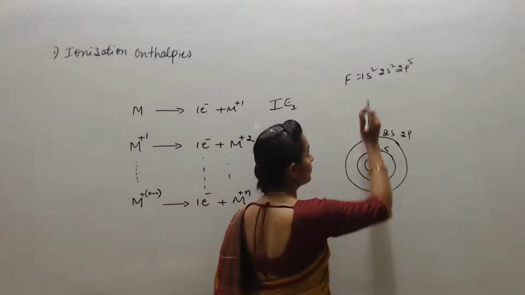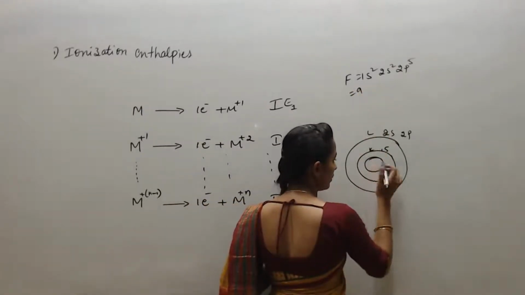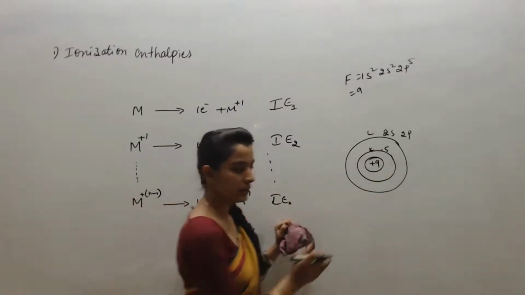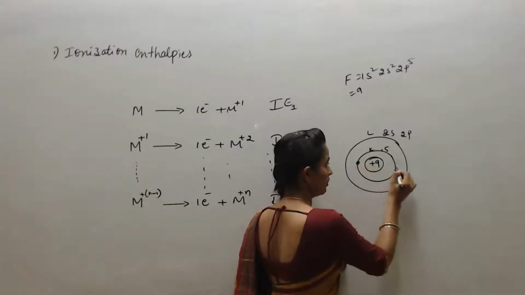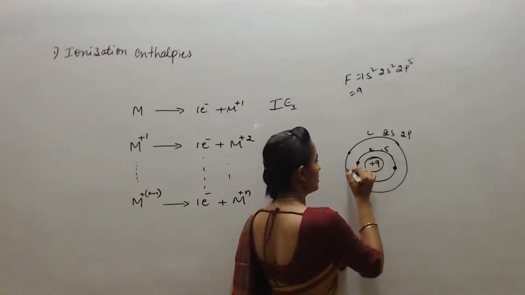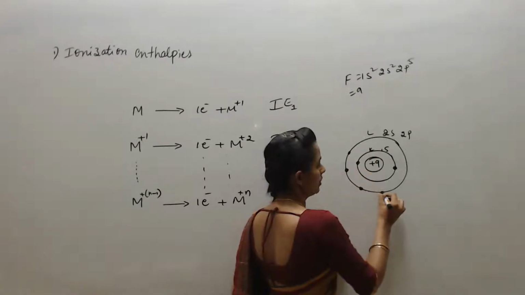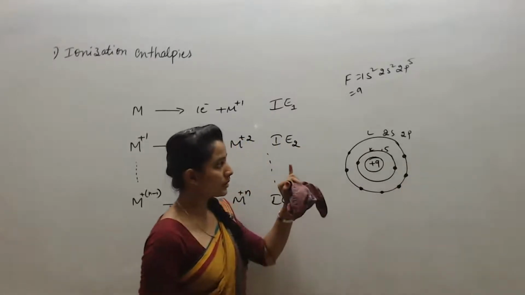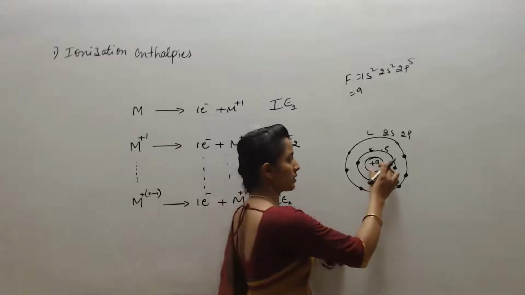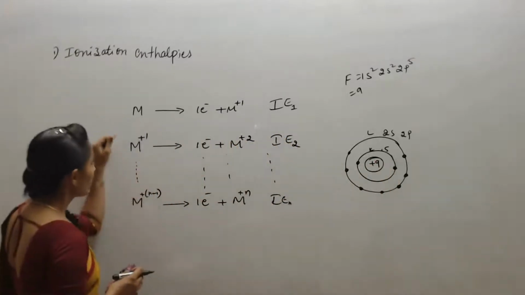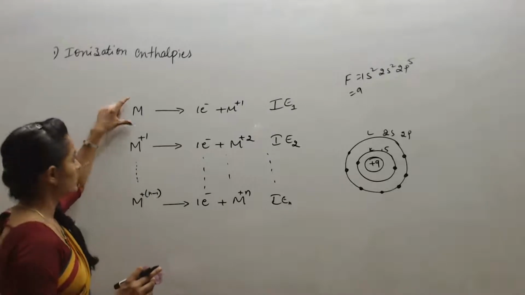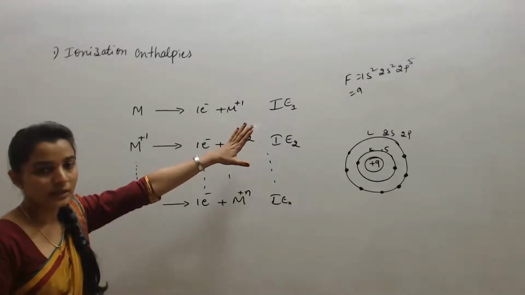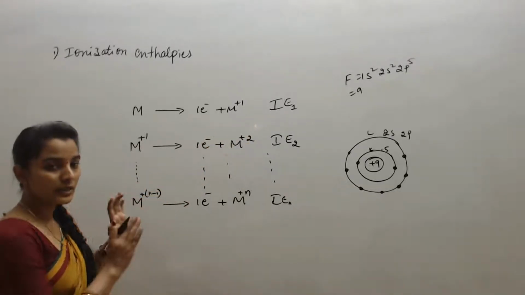Here the atomic number is 9, so 9 protons are there. Just remember, 9 protons. Here 2 electrons and the remaining 7 electrons: 1, 2, 3, 4, 5, 6 and 7. This is the 2s and 2p orbital, and this is the 1s orbital. I am not saying this is a metal; I am taking fluorine just as an example. It is a non-metal, just for clarification.